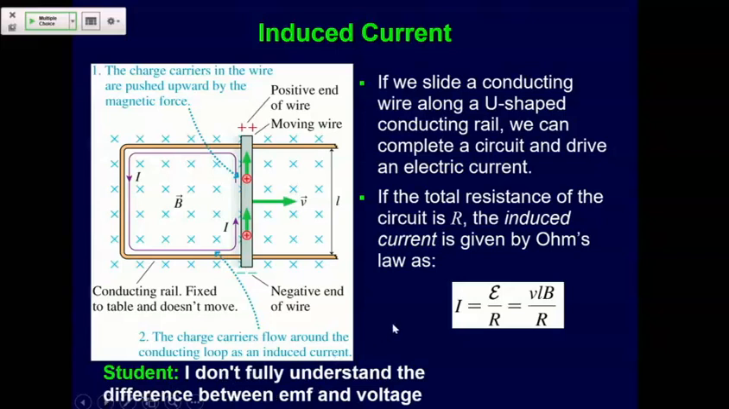So I don't fully understand the difference between EMF and voltage. Again, in a lot of cases, we treat it similarly here. But here's an example where, this is not a real battery doing this, and so they give it this separate name of electromotive force. But in reality, you can think about this as a little tiny battery.